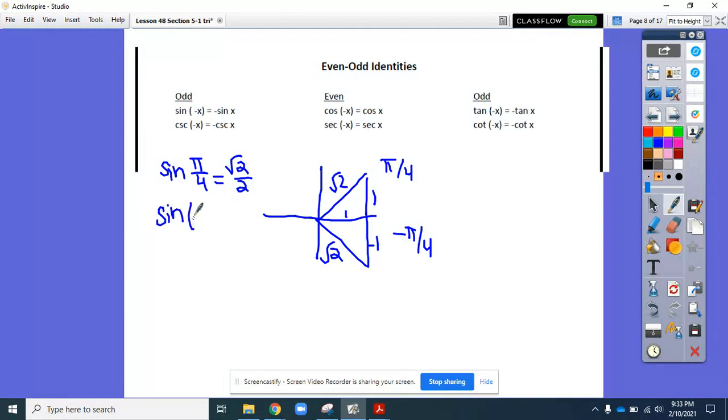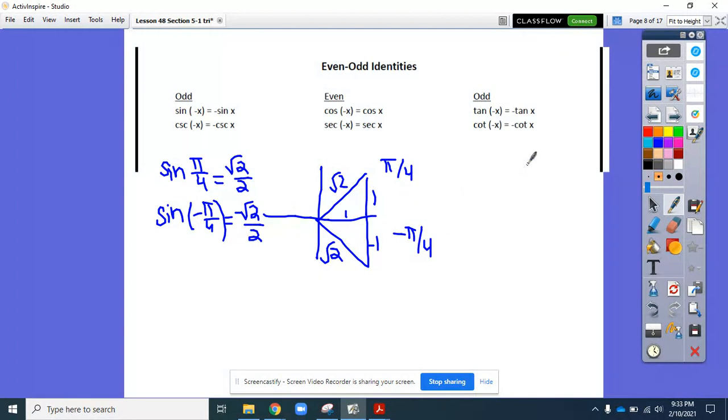Sine of negative pi over 4, the y over the r, gives negative root 2 over 2. Look at how sine of the negative angle gives negative sine of the angle. Sine of the negative angle gives negative sine of the angle. You compare the two and you've switched the sign.